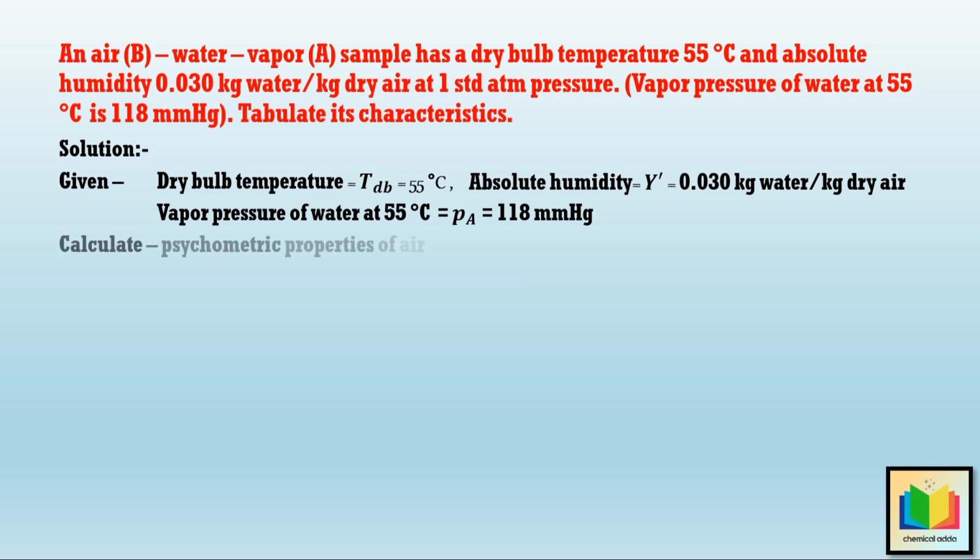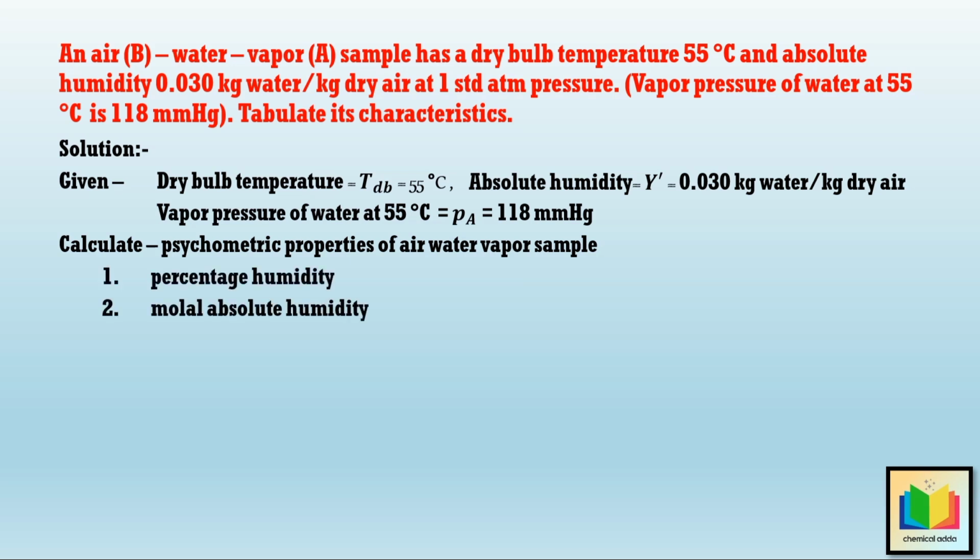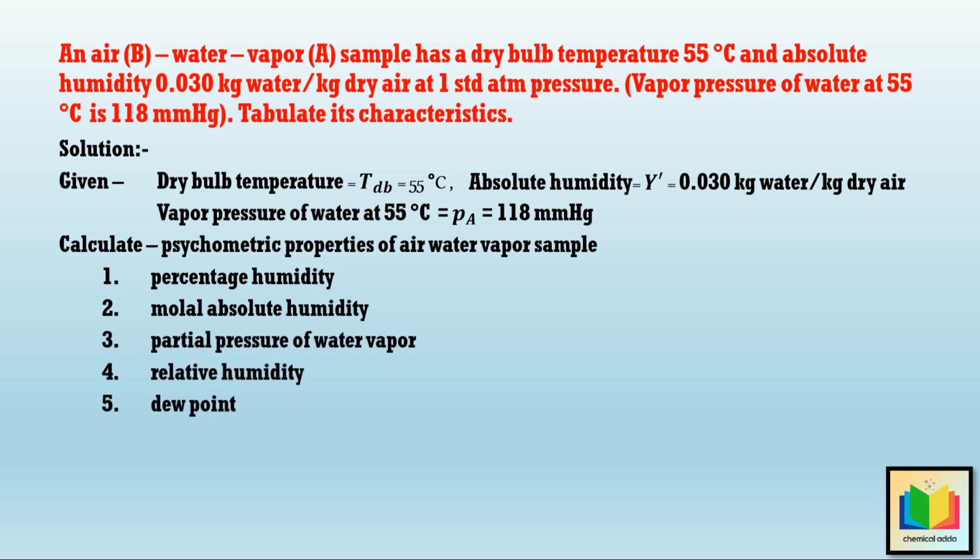And we have to find all the psychrometric properties of the mixture, like percentage humidity, molar absolute humidity, partial pressure of water vapor, relative humidity, dew point, humid volume, humid heat, enthalpy. So let's calculate all these properties one by one using the psychrometric chart.